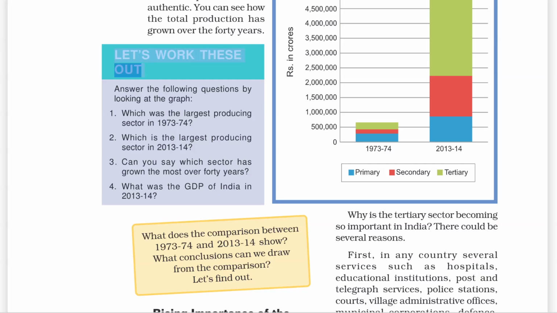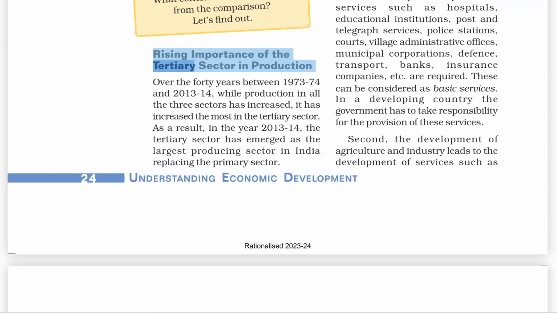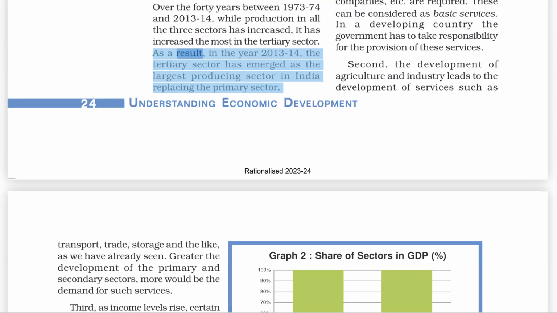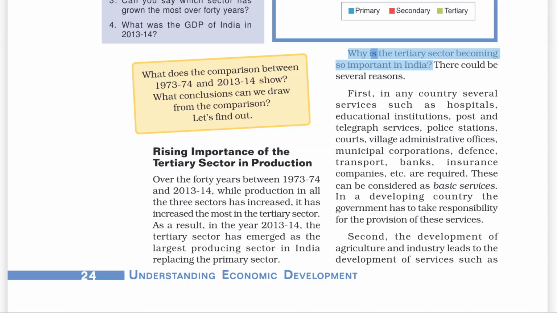Let's work these out. Rising importance of the tertiary sector in production. Over the 40 years between 1973 to 74 and 2013 to 14, while production in all the three sectors has increased, it has increased the most in the tertiary sector. As a result, in the year 2013 to 14, the tertiary sector has emerged as the largest producing sector in India, replacing the primary sector. Why is the tertiary sector becoming so important in India?